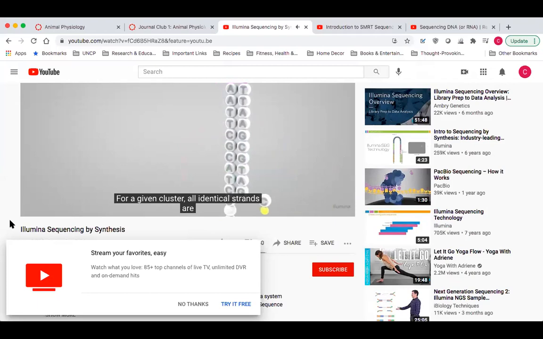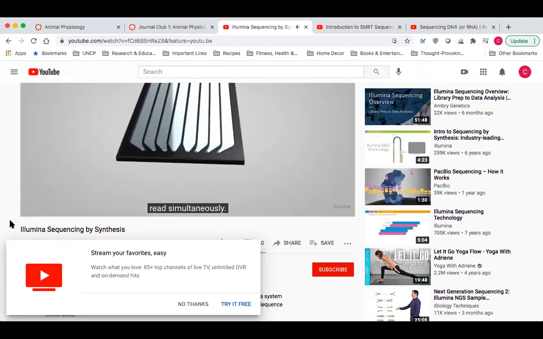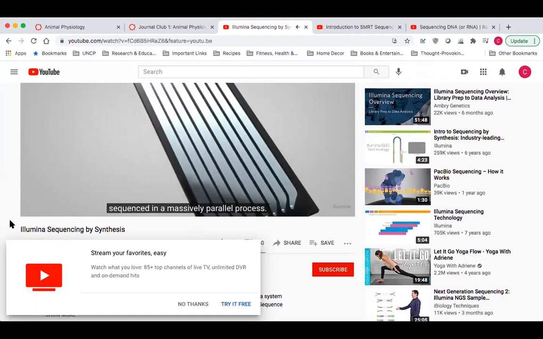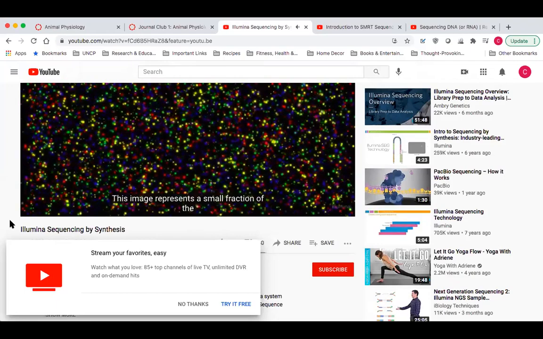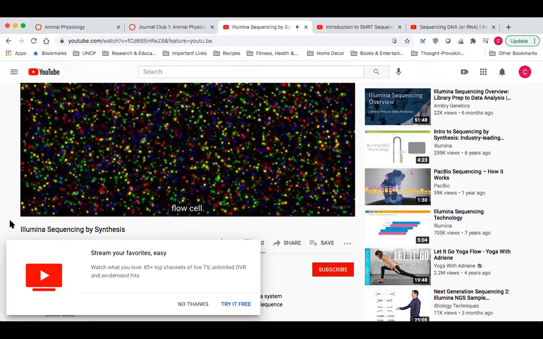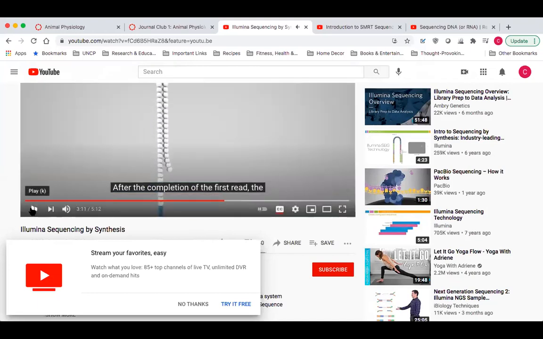For a given cluster, all identical strands are read simultaneously. Hundreds of millions of clusters are sequenced in a massively parallel process. This image represents a small fraction of the flow cell. After the completion of the first read, again, what the machine sees is just like a bunch of lights going off, which I just think is like the coolest thing. So all of these lights are going off, and the computer is able to read all of those lights.